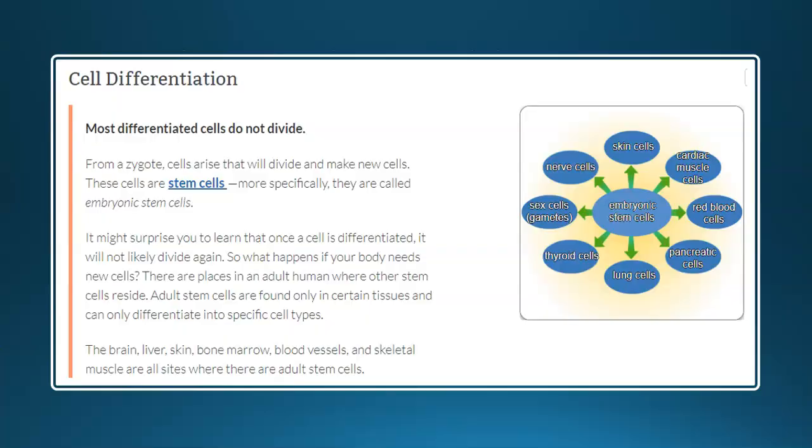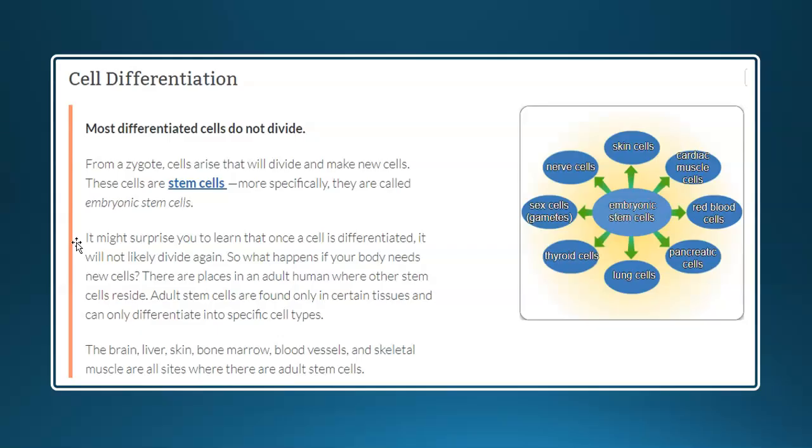So most differentiated cells do not divide. So once a cell goes through mitosis and then gets its job, so to speak, it's not going to divide again. From a zygote, cells arise that will divide and make new cells. These cells are called stem cells. More specifically, they are called embryonic stem cells. It might surprise you to learn that once a cell is differentiated, it will not likely divide again.